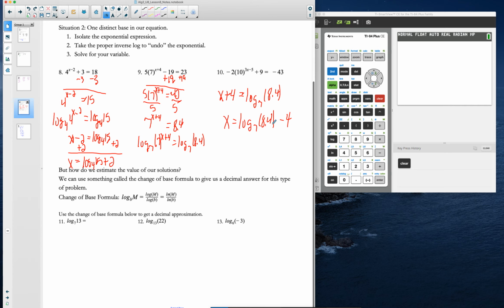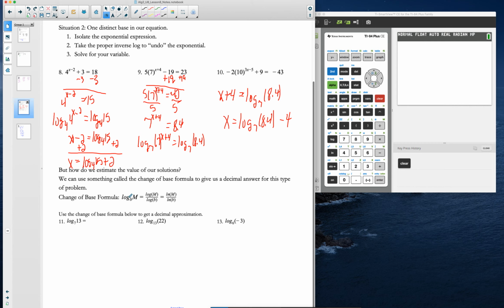So if I wanted to know what log base 7 of 8.4 was, I have to do something in order to use my calculator because it doesn't have log base 7. And we don't have enough keys, right? Because there's an infinite amount of log bases that we could have. So a formula, and we're not going to develop this formula, we're just going to give it to you so that you can use it, is what we call the change of base formula.